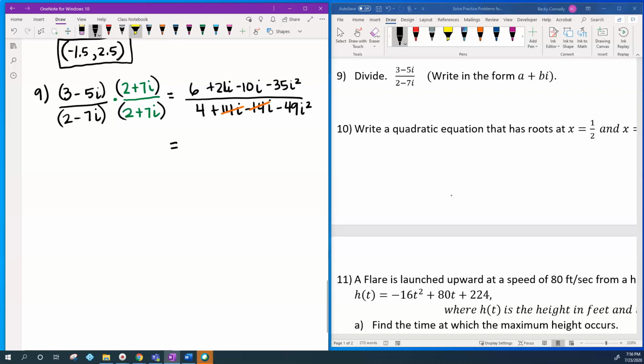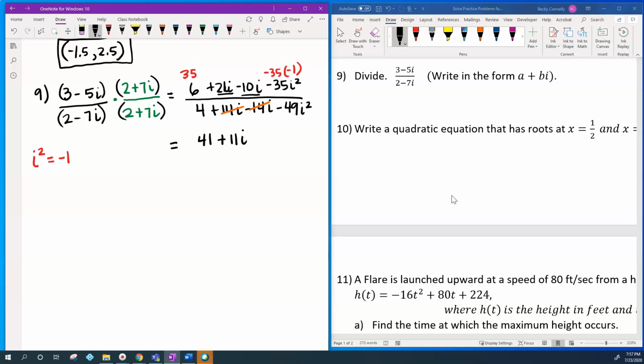And I also want to talk about this i squared. Remember that you've got to have memorized that whenever you see i squared, you're going to let that equal -1. So really here we have -35 times -1, which is really a +35, right? So on the top, we're adding 35 and 6 together. So that will give us 41, and then we'll add those middle terms together too, or subtract them in this case, and give us 11i.